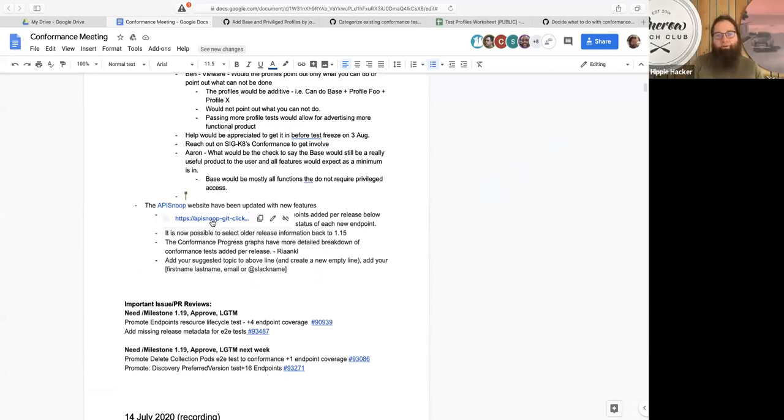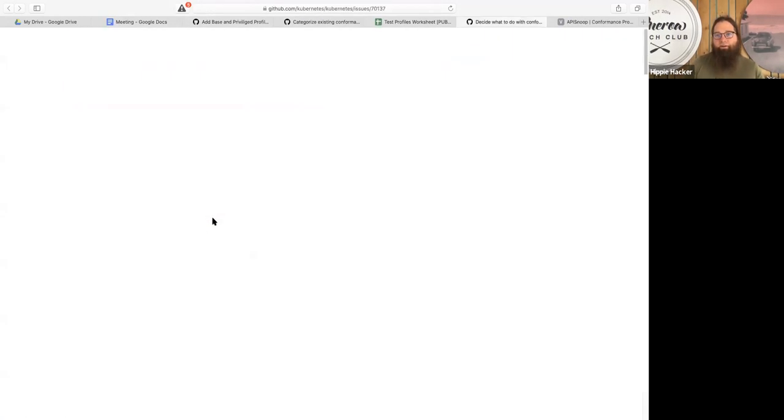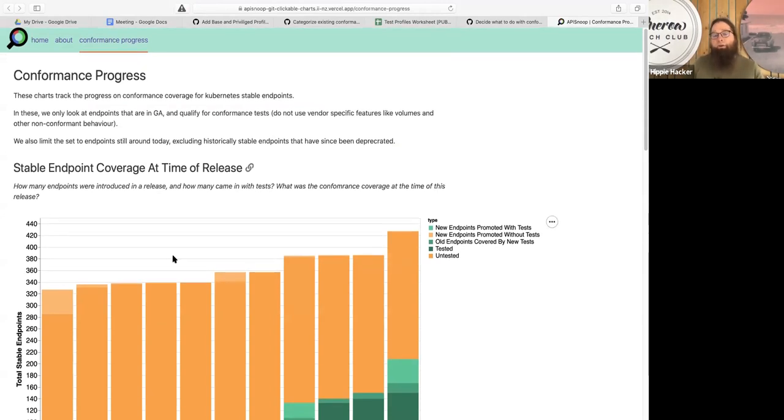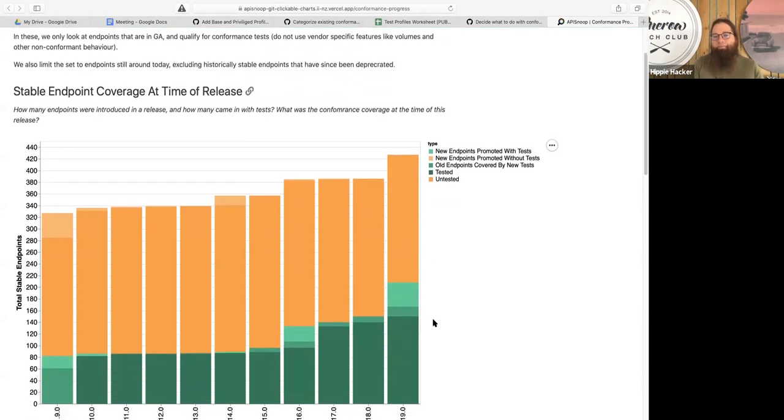To the point that John was making earlier, our next topic of conversation is some updates to the API Snoop Conformance Progress page. This is not merged yet, but it will be. There was some feedback: don't make it so red. It looks like debt.